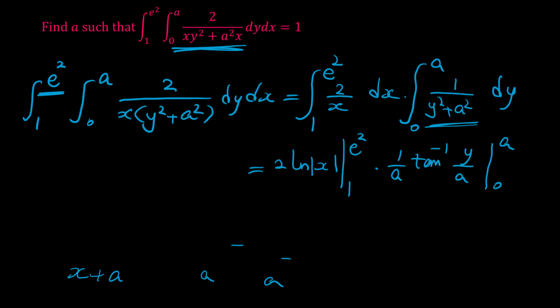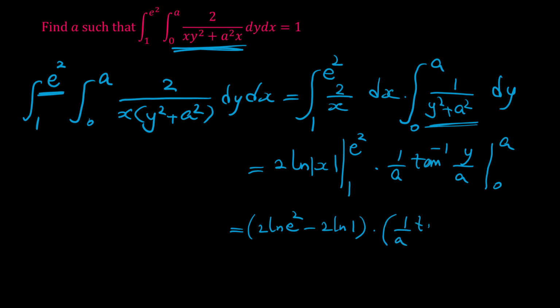Now we have to find the value of these expressions. For the first one, if we plug in e to the 2, we have 2 ln of e to the 2 minus 2 ln of 1. For the other one, we have 1 over a tangent inverse of a over a. We plug in a here for y. If we plug in 0, this is 0, and tangent inverse of 0 is 0. So we have minus 0.